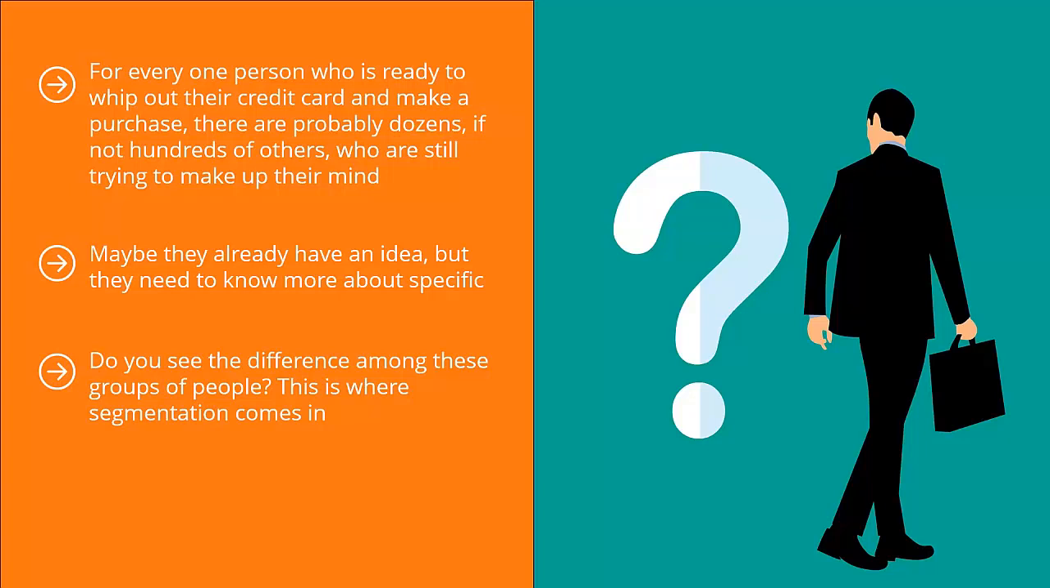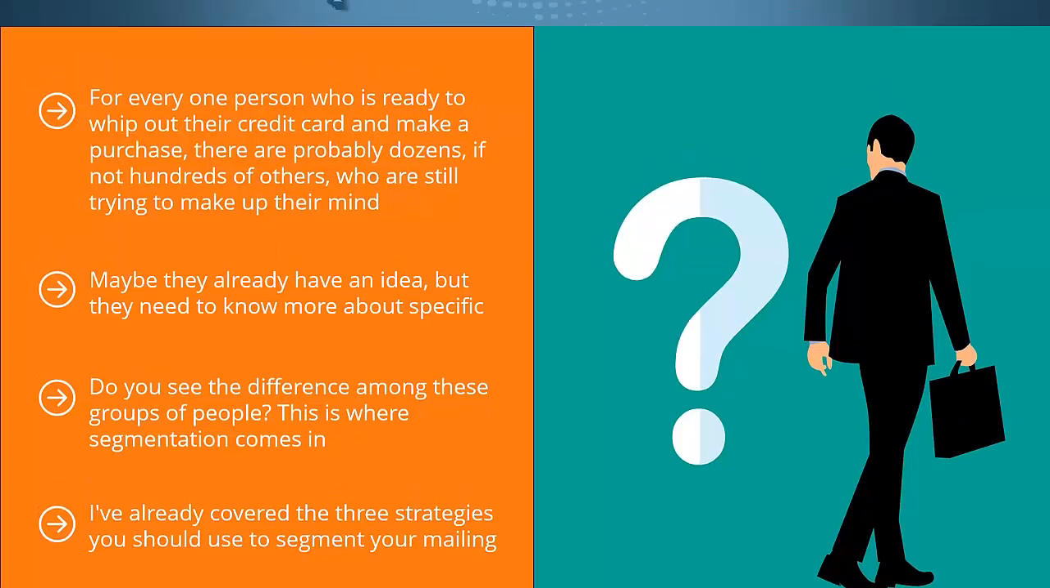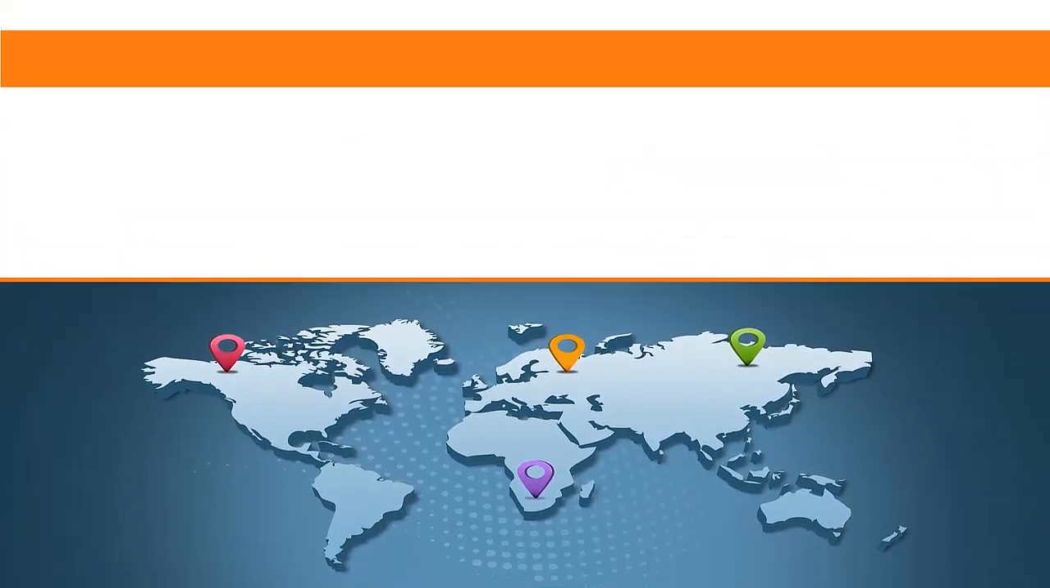You need to set up a process where the people can be sent messages that will push them closer to the point of conversion. I've already covered the 3 strategies you should use to segment your mailing list. The following segmentation strategies are more detailed. Implement them after you've done the 3 main strategies listed above. You can segment your list members' emails using the following criteria.